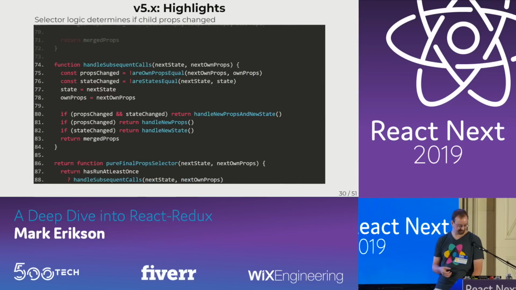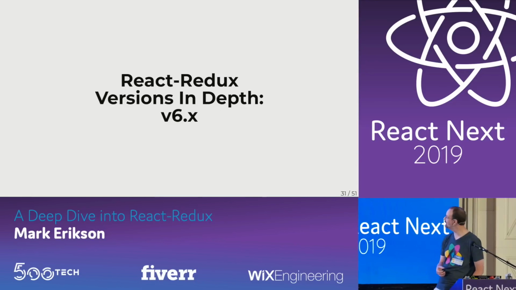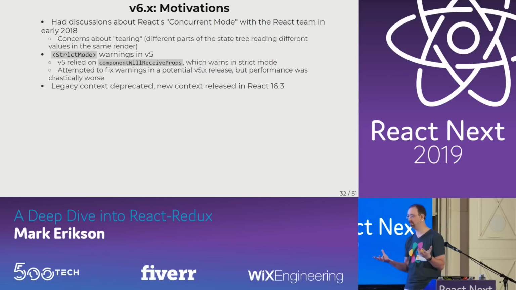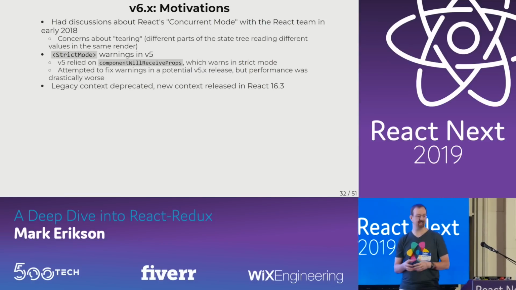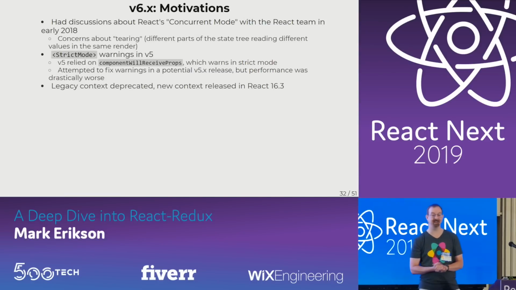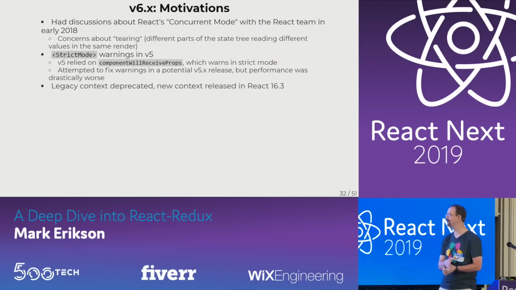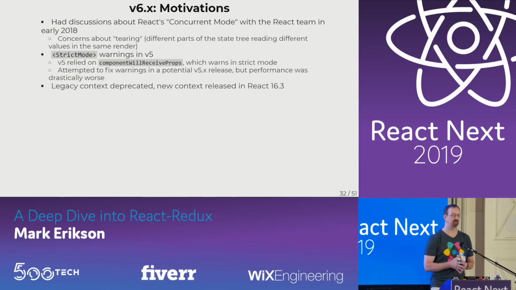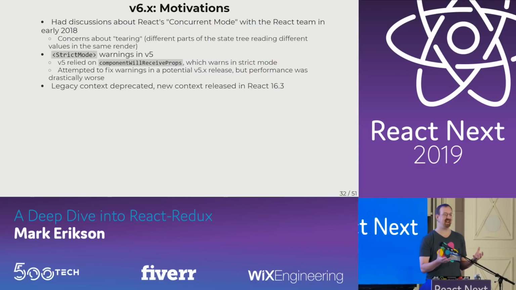So we will skip past the code snippets again and move on to version 6. Version 5 came out at the end of 2016 and lasted for a couple years. But by early 2018, we started having some discussions with the React team about this new concurrent mode thing that they were talking about. And Flarney will be talking about that shortly and give a lot more detail on that topic. And so one of the big concerns that the React team expressed was this idea of tearing.